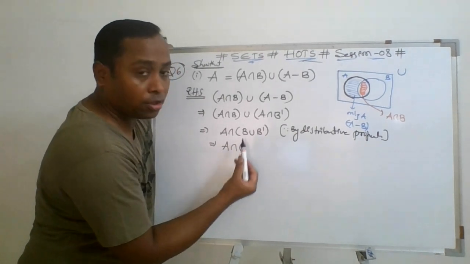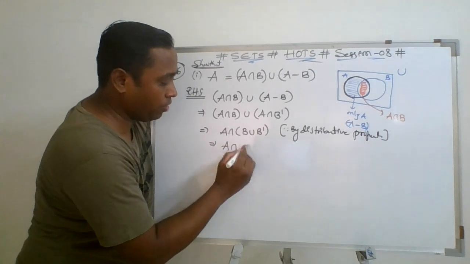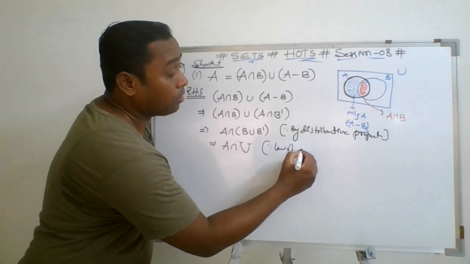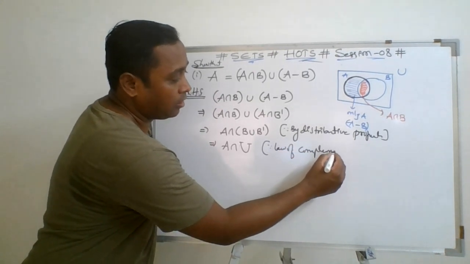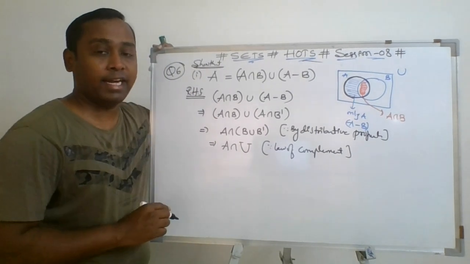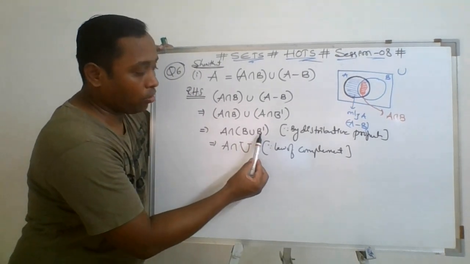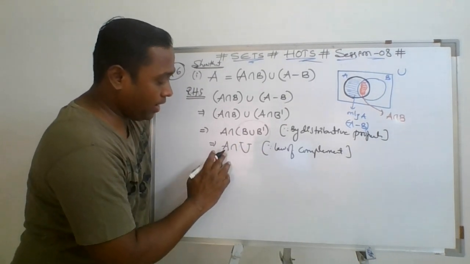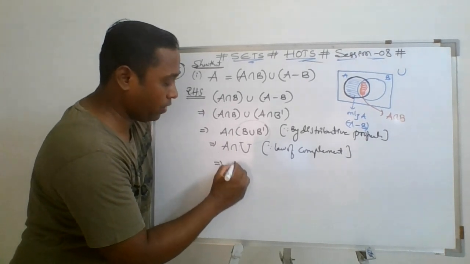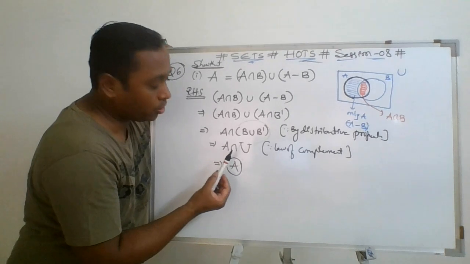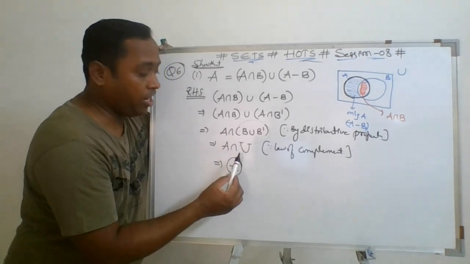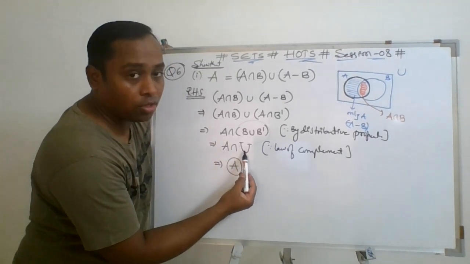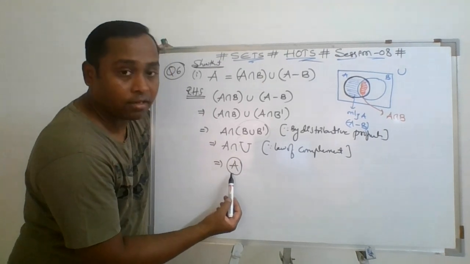Next, A intersection. We know that B union B dash will give the universal set. Right? Law of what? Law of complement. A union A dash is the universal set. Sets B and B dash together make the universal set. So now coming to the last point, A intersection universal set will always give A. In intersection, the smaller set is always the result. In union, the bigger set is the result. This is a small shortcut to remember. So A intersection universal set always gives set A only.